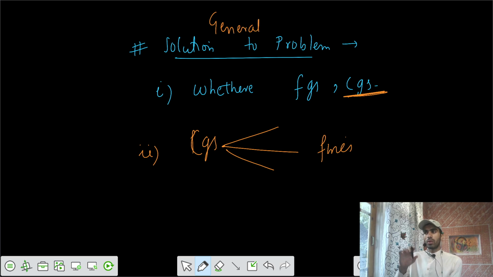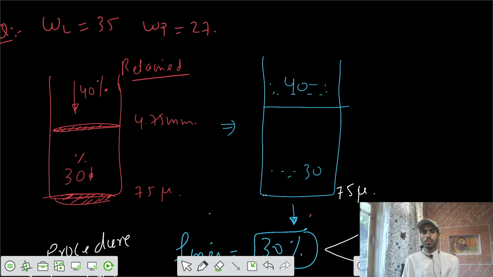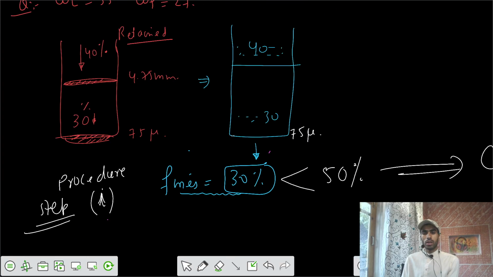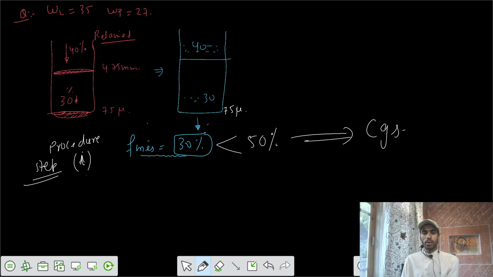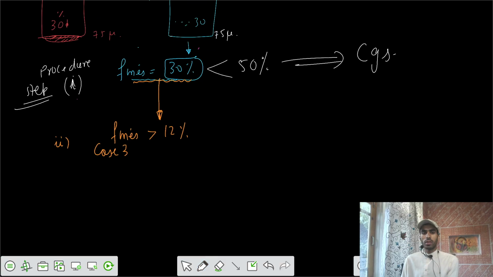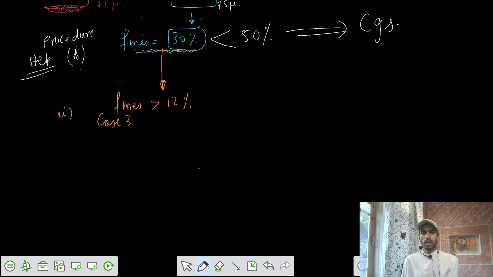We need to check whether your soil is fine grain or coarse grain soil. So the first step: we got one statement that the soil is coarse grain soil, and from that we would say fineness is only 30%. One more statement we can get now: the second statement is that your fineness is in the range of case 3. So it's case 3, that means we have to use the plasticity chart. You should get the concept in mind that we have to use the plasticity chart here, and only a single symbol should be used.